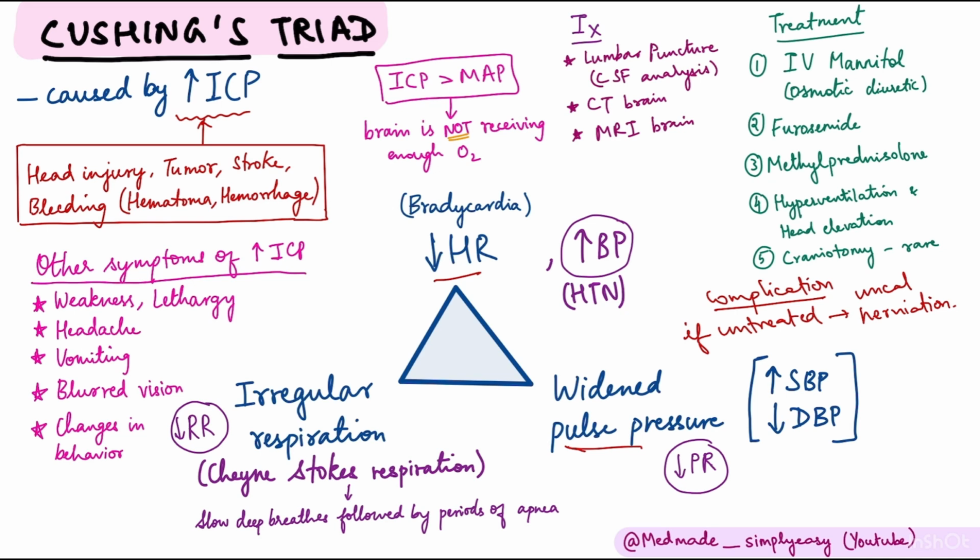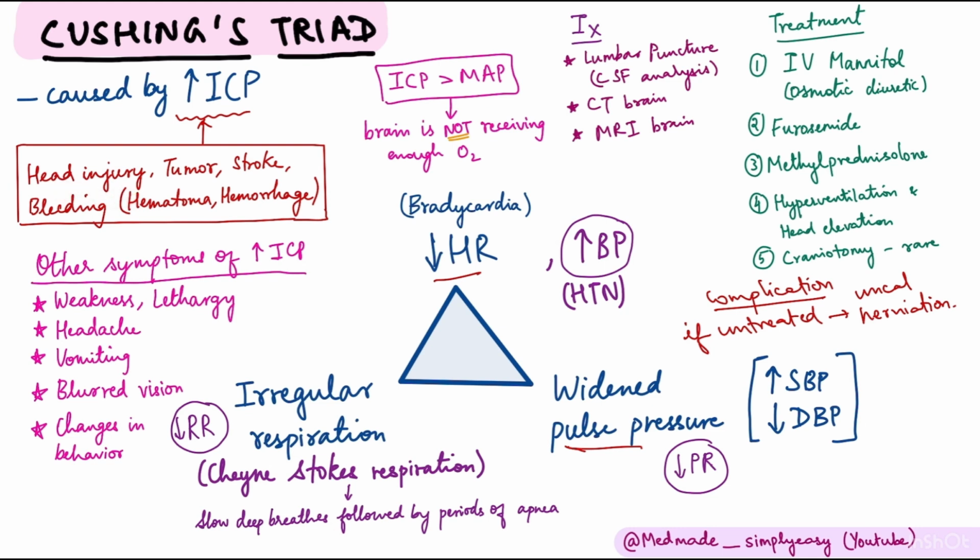In this video, we're going to see about the Cushing's triad. It is caused by increased intracranial pressure. First, let's see what are the three features under the Cushing's triad. The first is decreased heart rate, the second is increased blood pressure and widened pulse pressure, and the third is irregular respiration. Now let's see how all of this is interrelated.